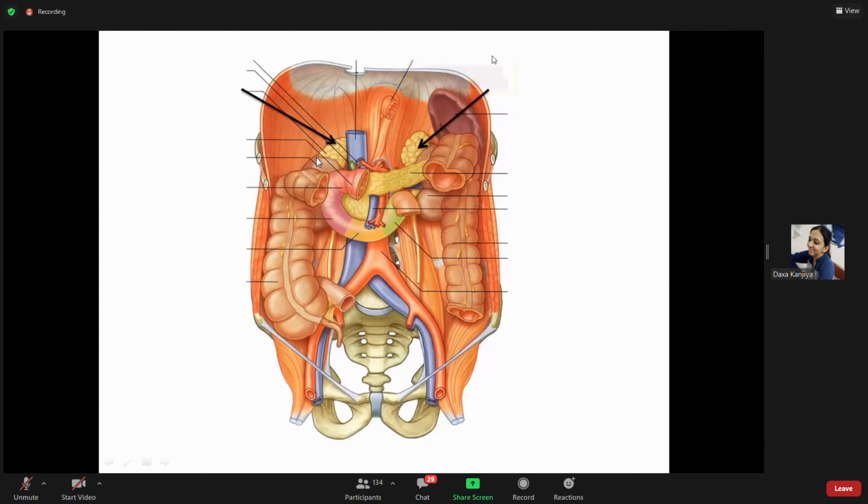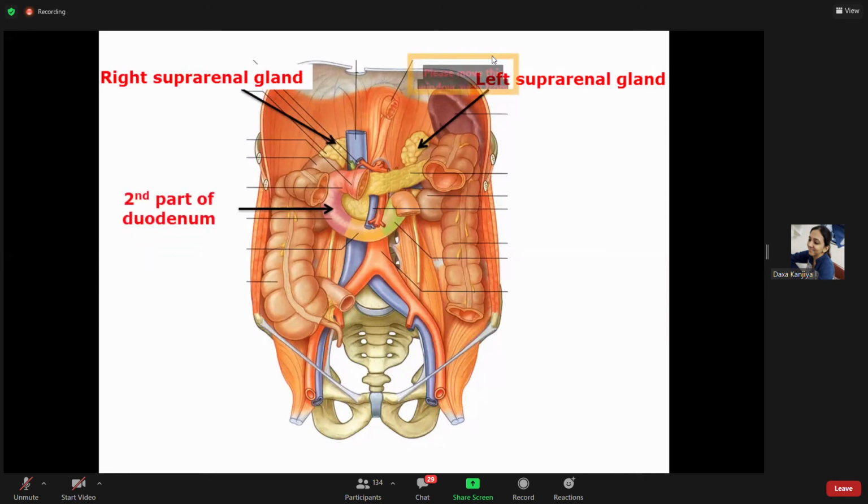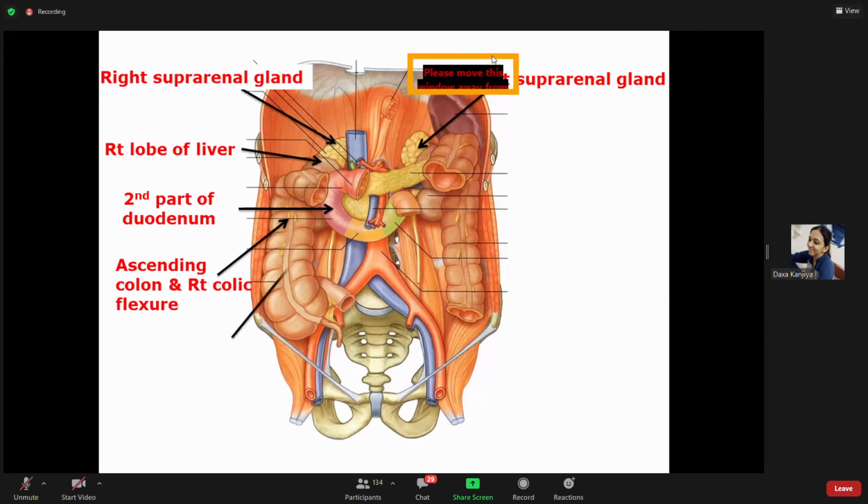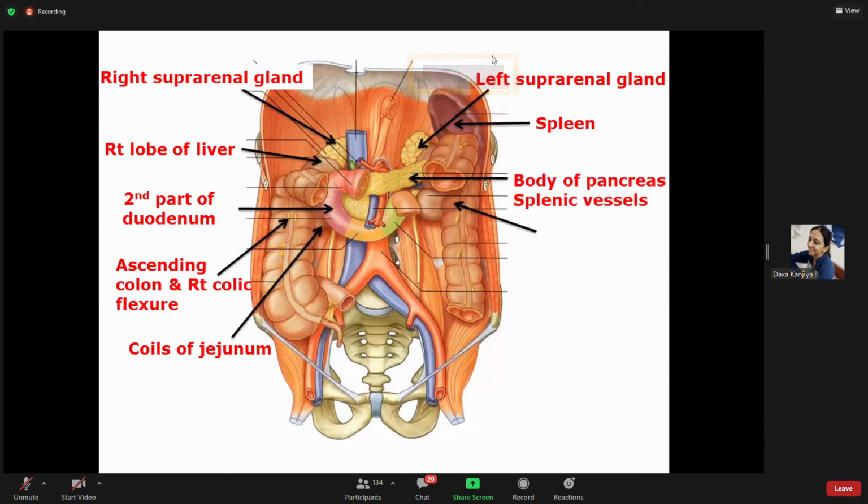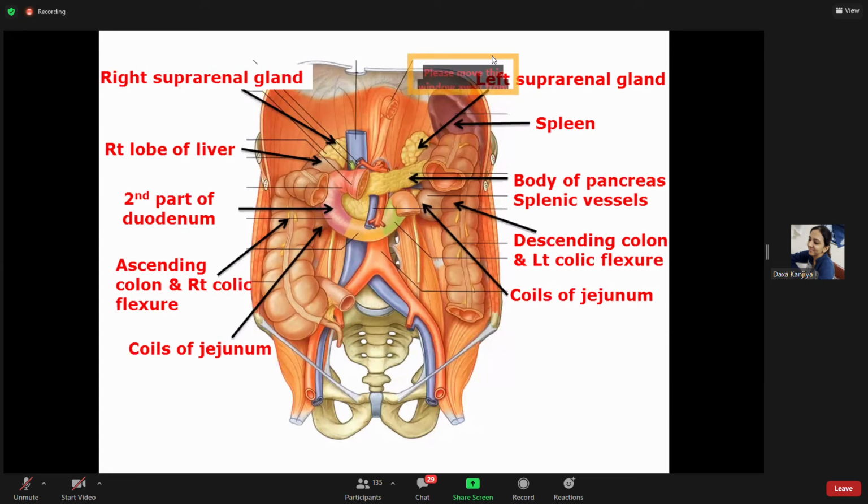So on the right side, upper pole is covered by the suprarenal gland. Then the second part of duodenum, ascending colon and right colic flexure. Area related with the right lobe of liver, and here there lies coils of jejunum. Just like that on the left side, there is impression of the spleen, pancreas with splenic vessels, descending colon and left colic flexure. Area related with the small intestine and stomach.